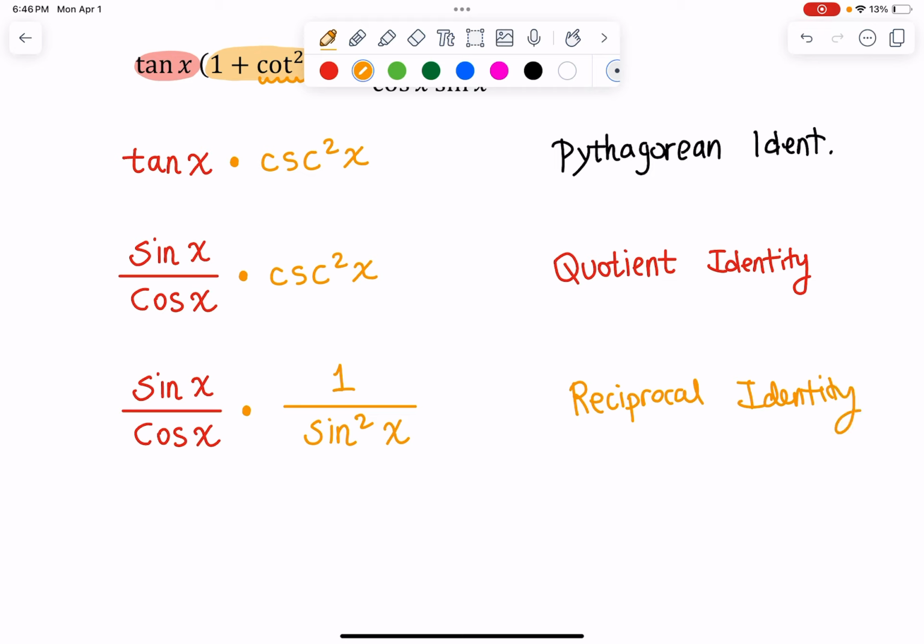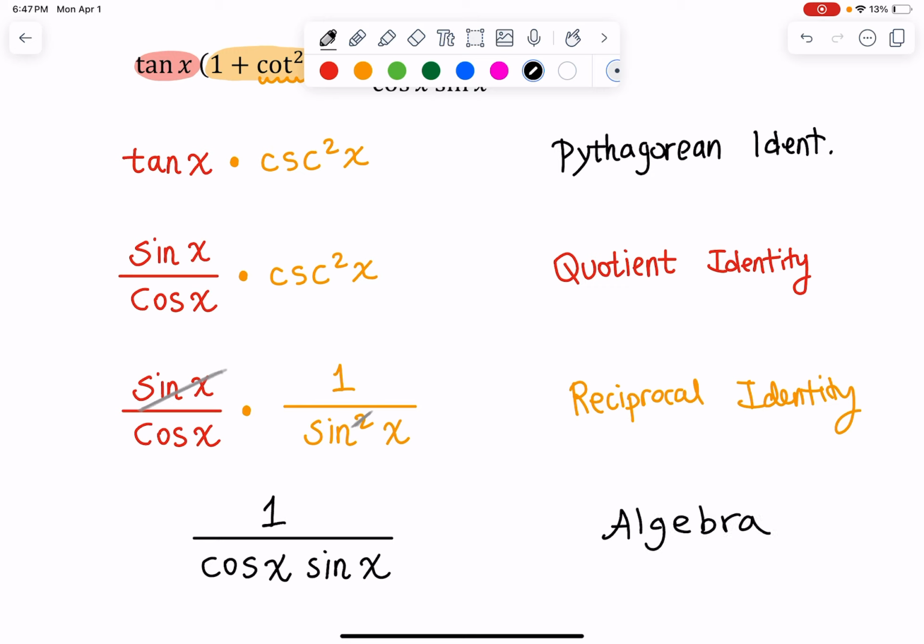Now, let's see if we can simplify some over here. Now, we have sine x on the numerator of the first fraction and sine squared x. Okay, so the square will cancel out. But if I simplify this, I will get 1 over what? Cosine x times sine x. Now, this step right there was nothing more than just algebra. We just simplified it using algebra. We just multiplied these 2 fractions together.